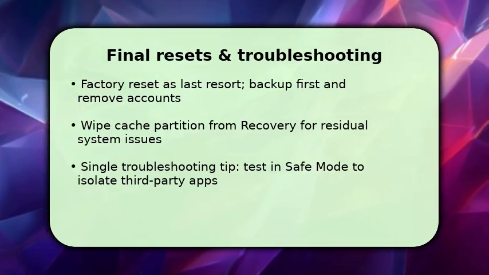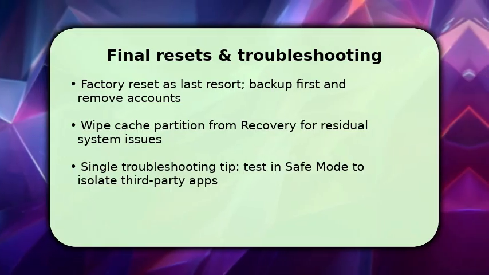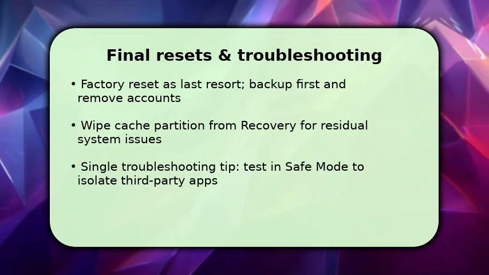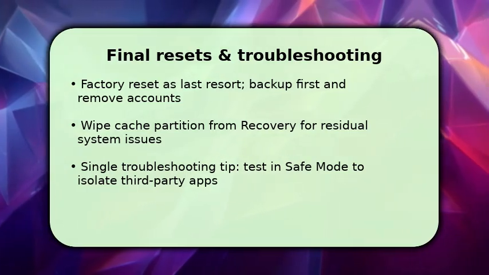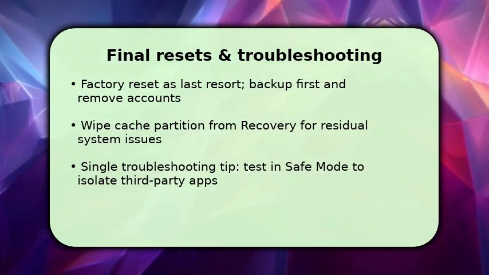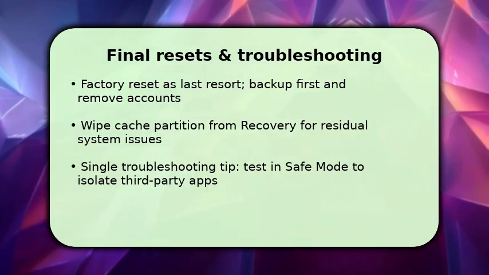If the problem persists, remove your Google account, then perform a factory reset only after you've backed up everything. This clears persistent configuration errors. Before wiping data, try wiping the cache partition from recovery to remove leftover system caches. Make sure to reinstall your account and updates after reboot.